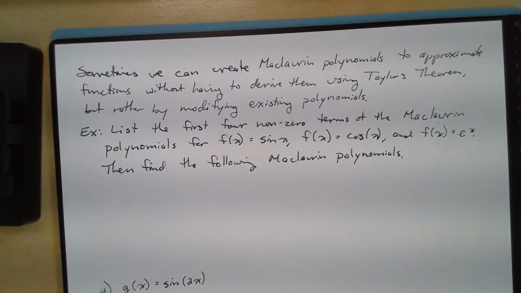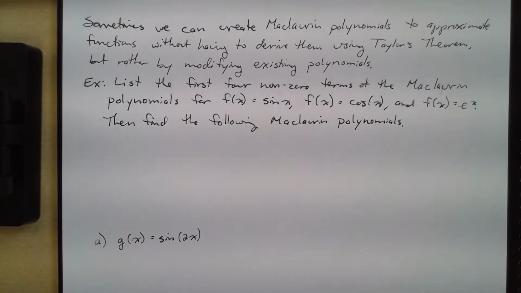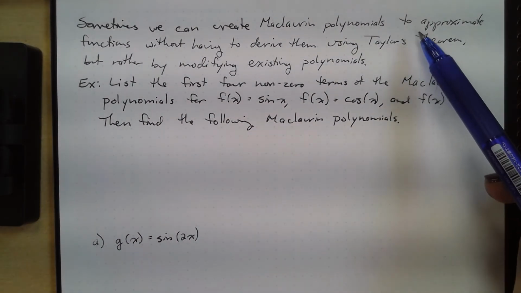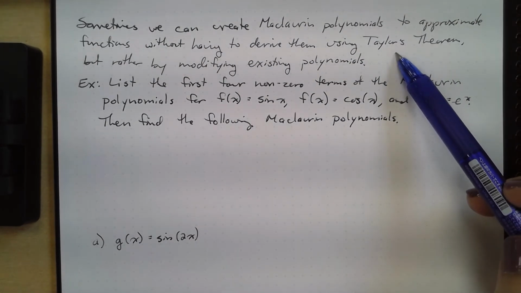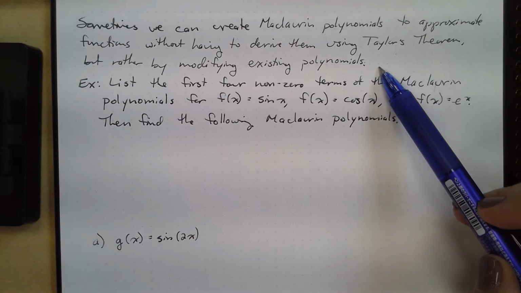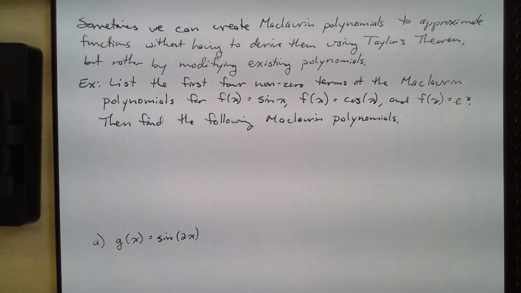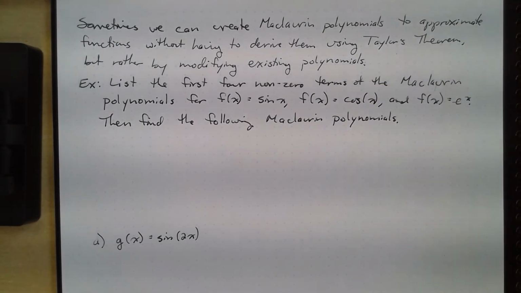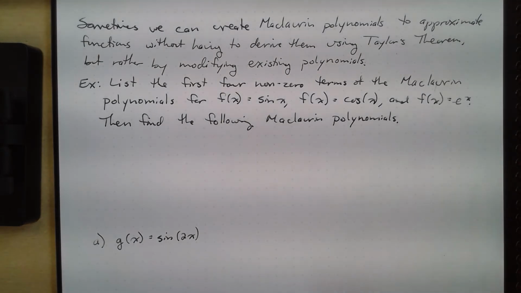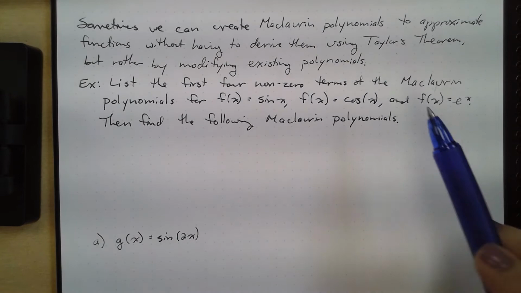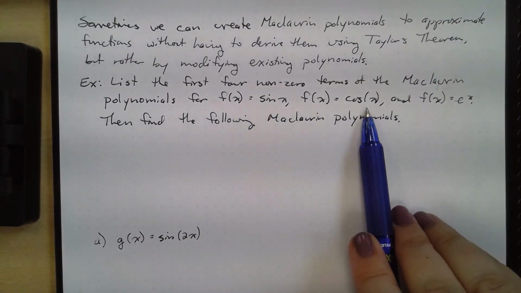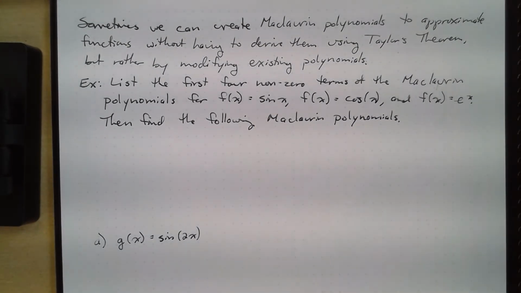Okay? And finally, sometimes we can use Maclaurin polynomials to approximate functions without having to derive them using Taylor's theorem, but rather by modifying existing polynomials. Now, I know for a fact that this has been on past AP exams, so I definitely want to go through it. So we're asked to list the first 4 non-zero terms of the Maclaurin polynomials for sine of x, cosine of x, and e to the x. Then we're going to find the following.